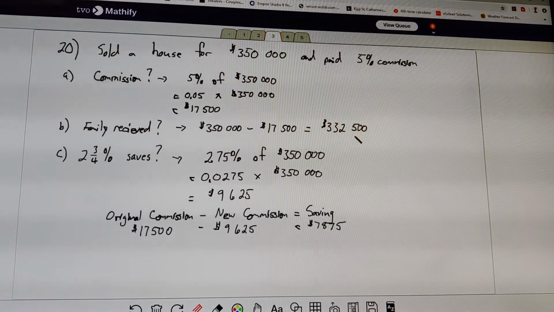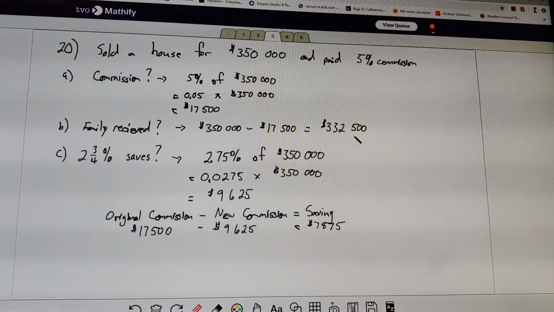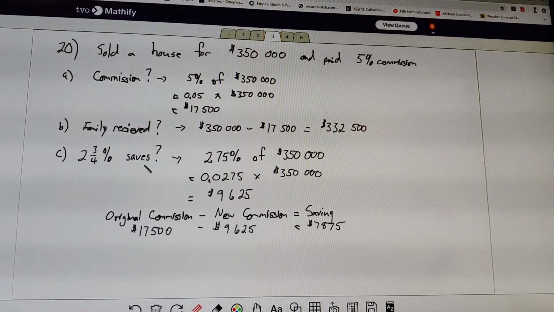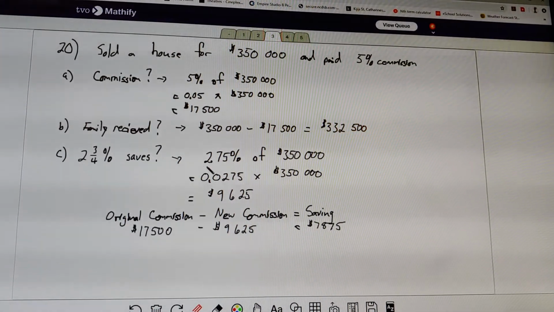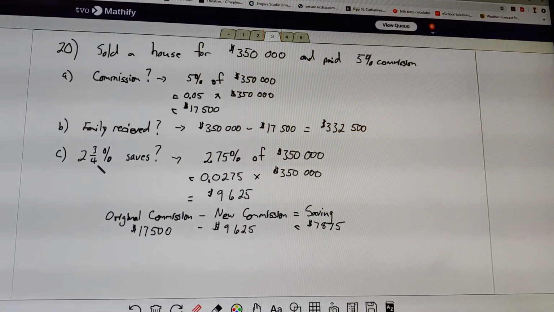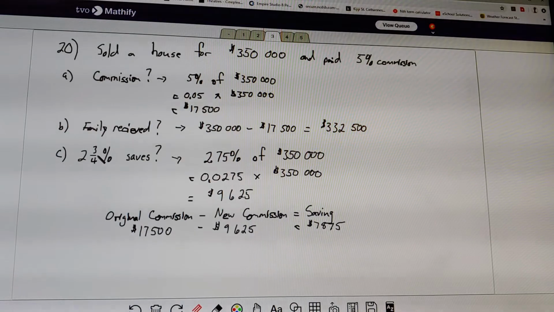So question C then says, what if the real estate agent said, you know what, 5% is a little high. I'm only going to charge you 2.75% interest. So then the question asks, how much do they save? Well, first, let's find out what you'd have to pay the real estate agent at 2.75%. That's the 0.75. I changed 3/4 into 0.75. Again, 3 divided by 4 gives you 0.75.